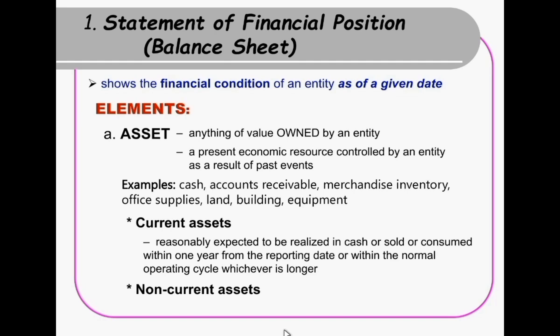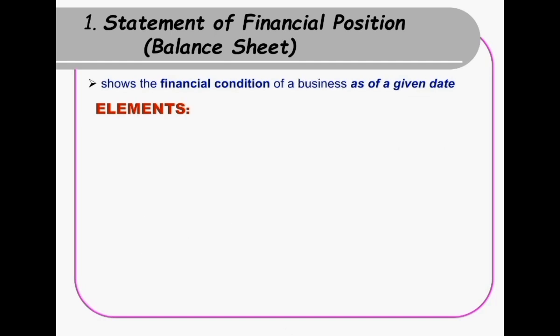Also found in the statement of financial position are the liabilities, the obligations, payables, or debts owed by an entity. Please take note of the difference between own and owe. Assets are owned. Liabilities are owed. When I tell you I owe you $100, it means that I have a liability to you in the amount of $100.